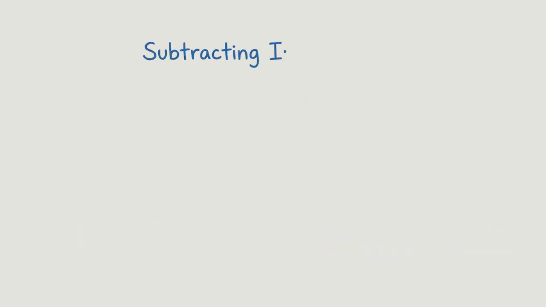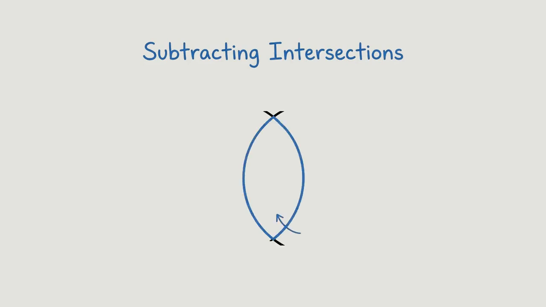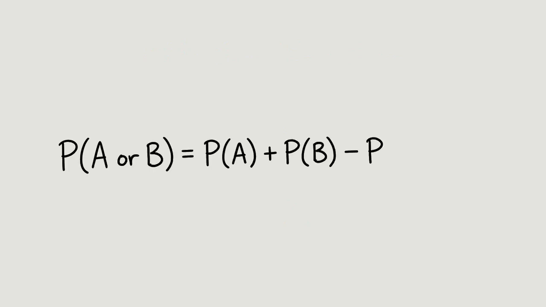The diagram also explains why we subtract intersections. When you add P of A and P of B, the overlap gets counted twice because it belongs to both circles. Subtracting the intersection isn't a trick. It's correcting double counting. The formula P of A or B equals P of A plus P of B minus P of A and B is just a sentence describing the picture.